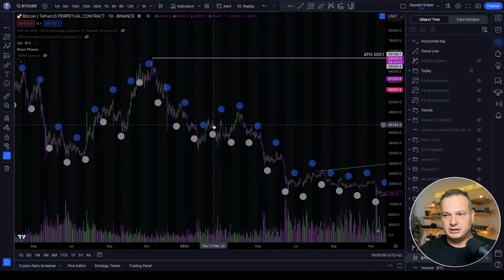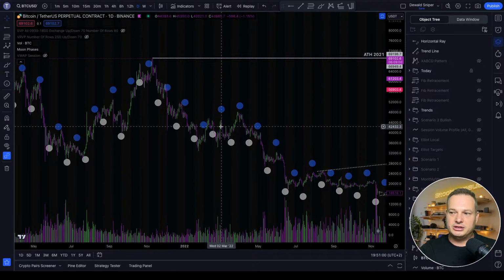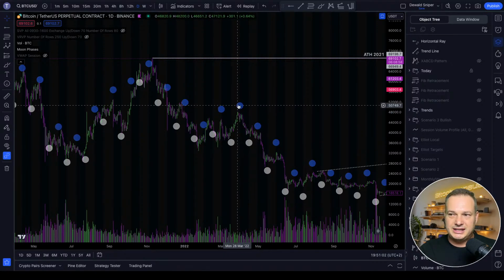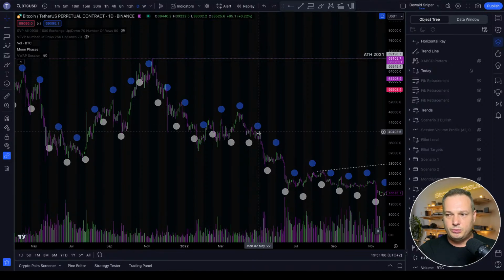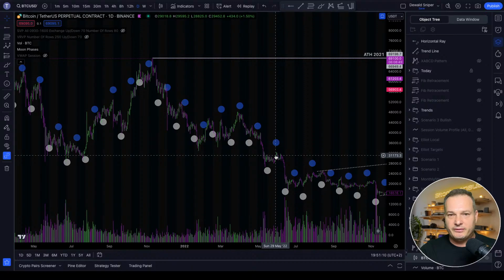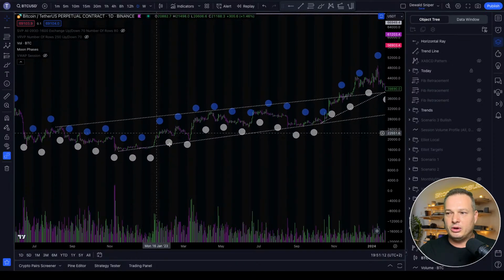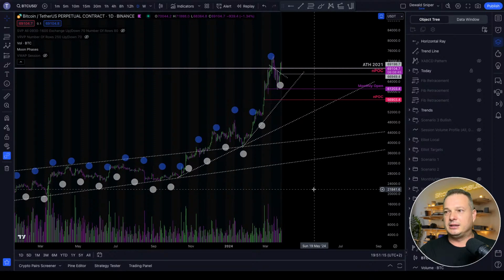You can see here just a little bit of downwards move, but they switch roles where you can also see here, beautiful full moon, it pushes price down. New moon, full moon consolidates the price. New moon pushes price down. So they reverse roles depending on whether you are in a bull or in a bear market.